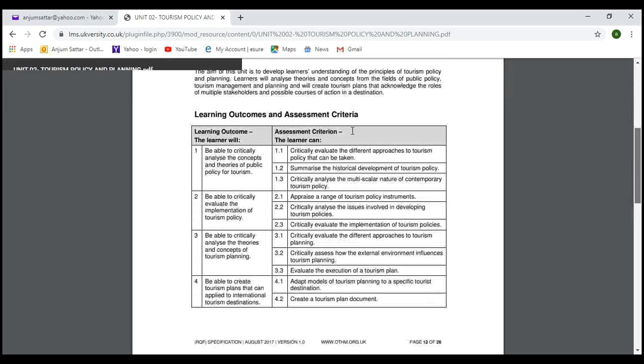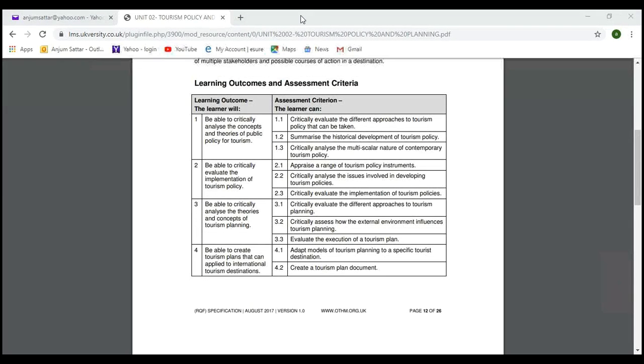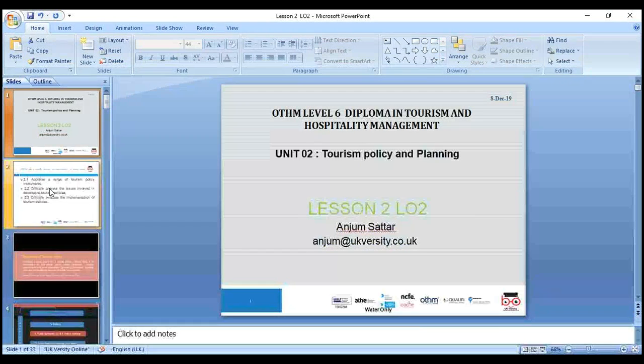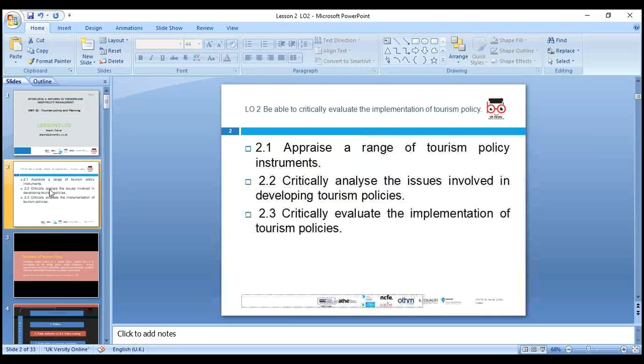Today we'll go through our LO2, Learning Outcome 2, which is to be able to critically evaluate implementation. So now we're looking at implementation, how we can implement the tourism policy. Maybe you make a good plan, but it's very difficult to implement it. Your plan is fine, but you don't know the ground reality. So that's why implementation is a very, very crucial thing.